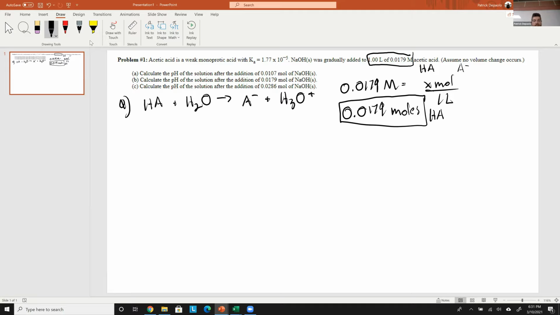So let's talk about it conceptually, that we have this many moles. We are adding how many moles? 0.0107. So that means the strong base, because it is a strong base, every one of those moles that are added will neutralize that many moles of acid. So if we subtract these two, that will give us the total number of moles of acid remaining. Can anyone do that math for me? We're taking the acid moles, subtracting the strong base added moles in order to get the amount of acid remaining. 0.0072. Good.